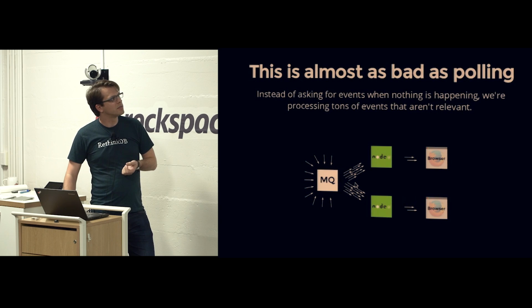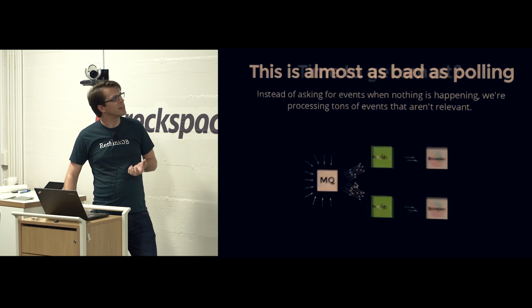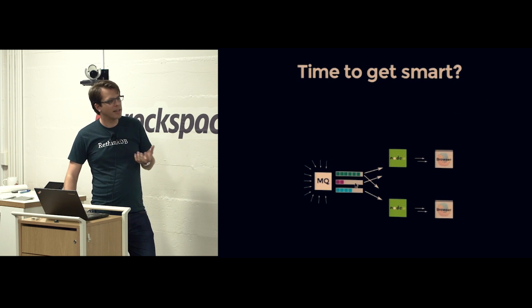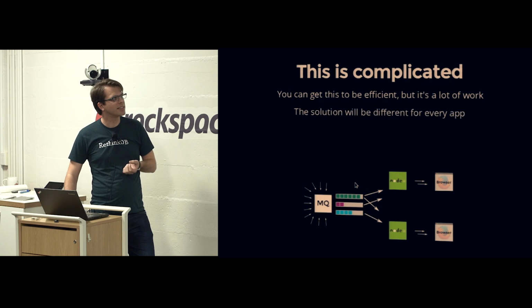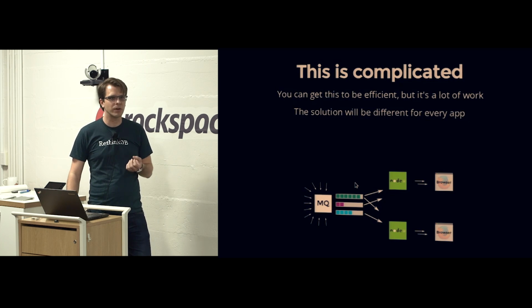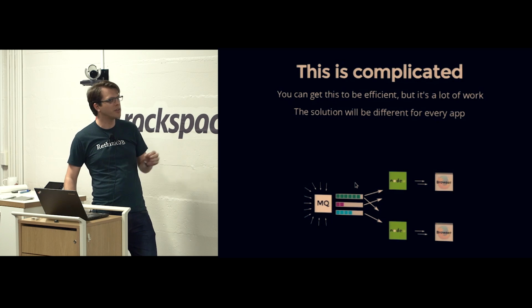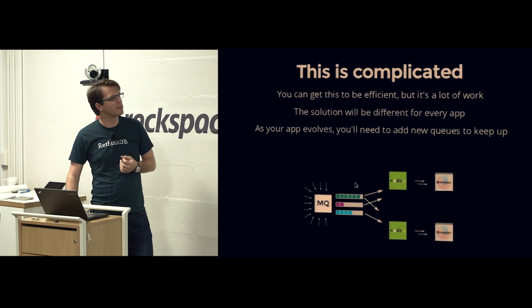So we're processing a lot of events that are not going to be useful. It's kind of ugly. You can get smarter. You can make different kinds of events, and you can set up queues and stuff, and you can get this to work. But it's very complicated, and it's going to be very specific to your app. Which queues are you going to have? Which kind of queries are going to go into which queues? Do I need to make a new queue now? Then you're going to have to constantly keep the complexity managed as your app grows.